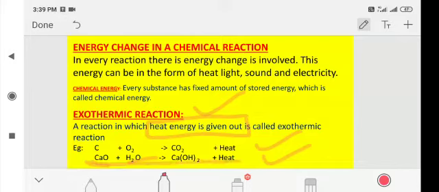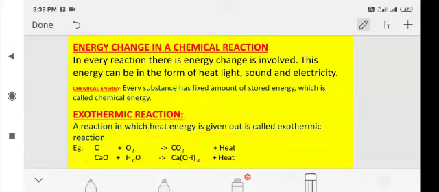So these two reactions are called exothermic reactions because in both the reactions heat energy is given out. I think it is somewhat clear for you.